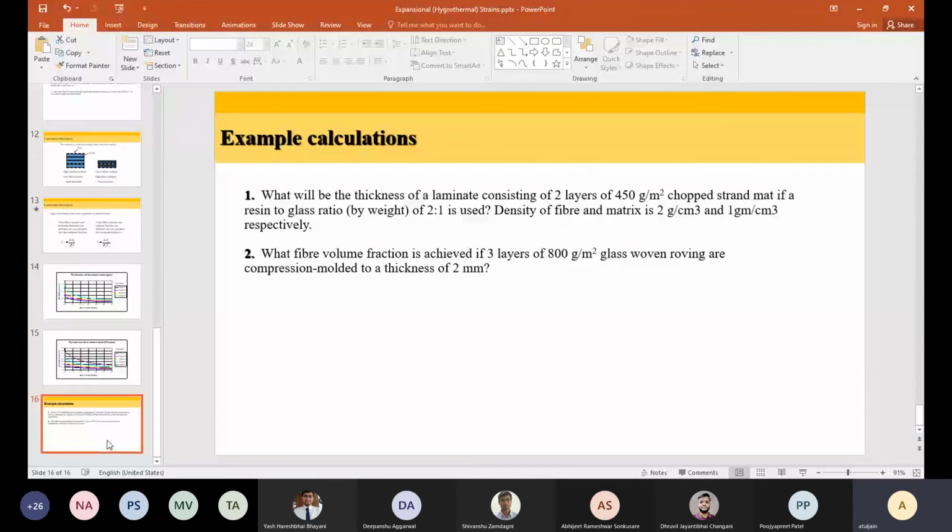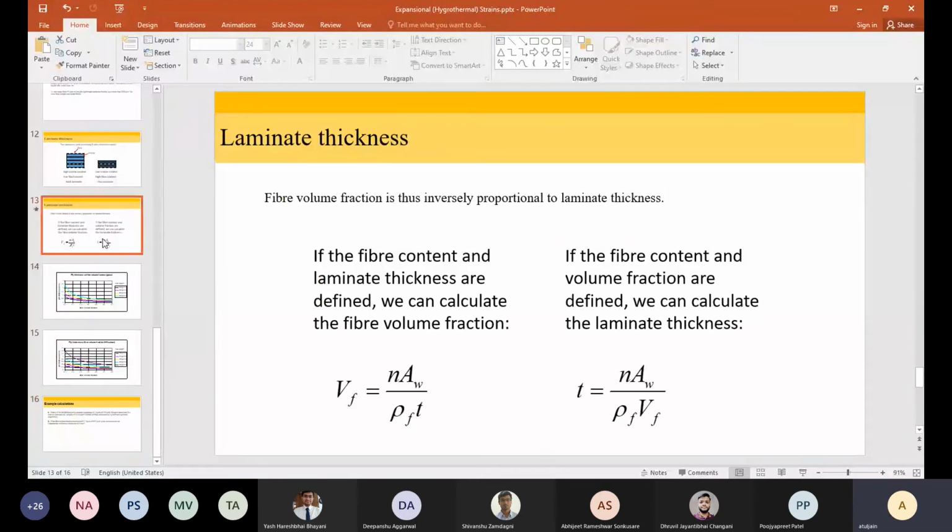Okay. And what type of problems can we expect? Try to solve these two problems, please. It is a simple application of the formula. Let me copy it.